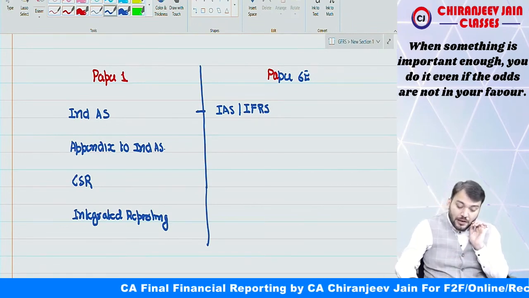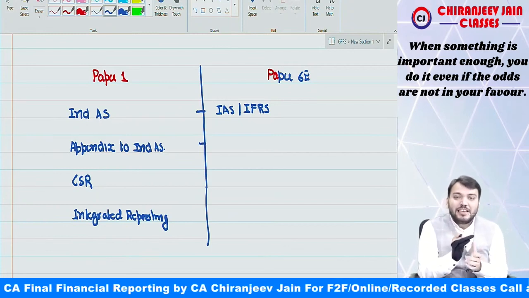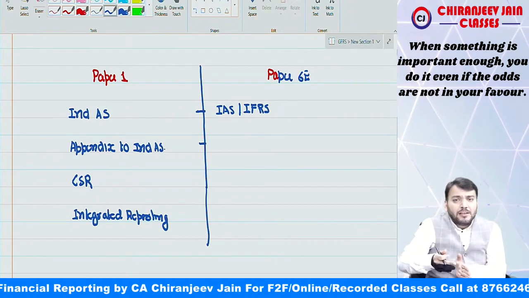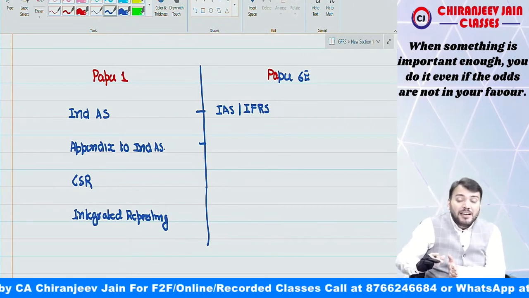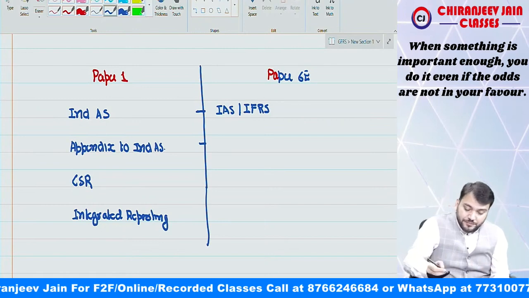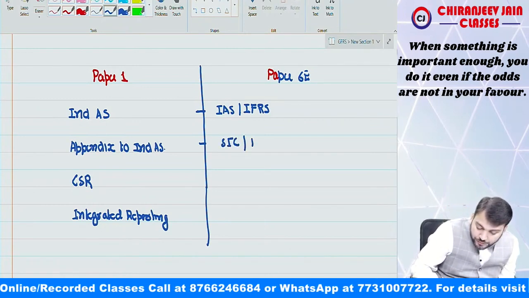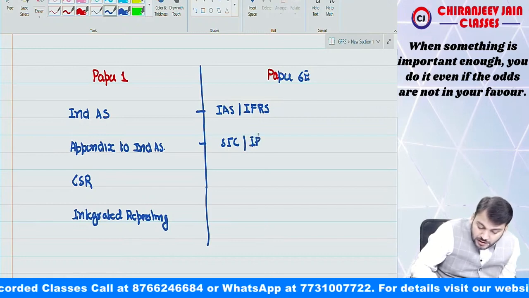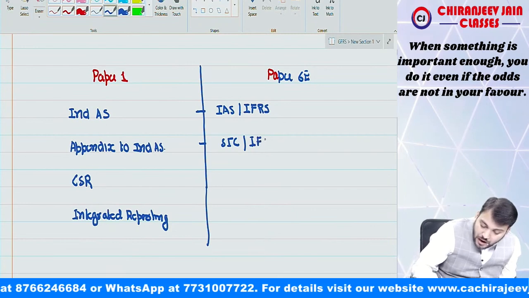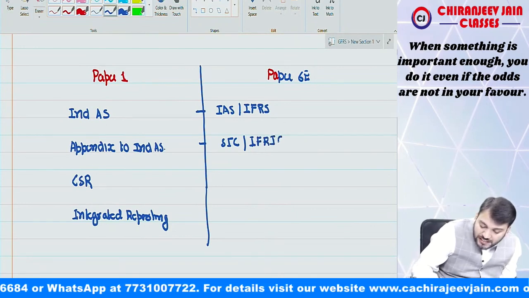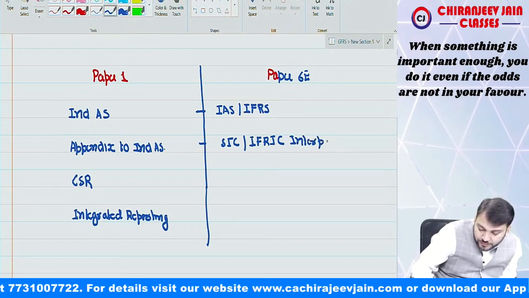Correct? And the appendices which have been added to various Ind AS are nothing but various interpretations given by either SIC or IFRIC interpretations.